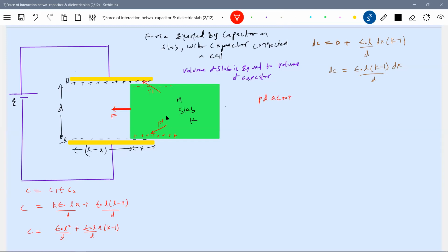I'll put it here: the PD across the capacitor is constant. This is very, very, very important. The potential difference across the capacitor is equal to E. Now, if capacitance increases, because as the slab moves capacitance will increase, then what should happen? The charge should increase. Tell me, who is going to supply this charge? The cell. So some charge starts moving from here. That charge, I'll write dq. And the dq charge from here will move, because charge should be conserved.